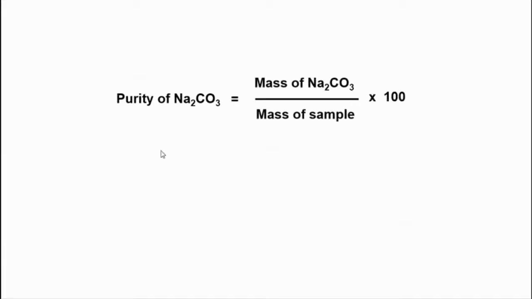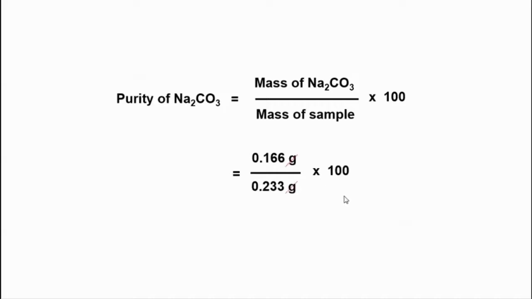In order to determine the purity of sodium carbonate, what we are going to do is divide the mass of sodium carbonate by the mass of the impure sample, and multiply by 100. Since the mass of sodium carbonate is 0.166 grams and the mass of the sample is 0.2233 grams, times 100, right?